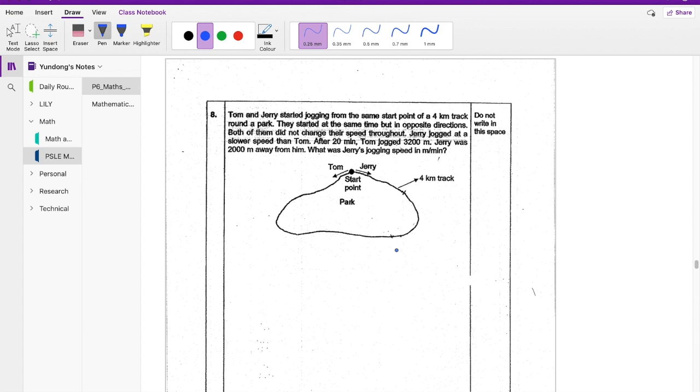So for the 8th question, Tom and Jerry start jogging from the same start point in a 4 km track around the park. They start at the same time but in opposite directions. So one goes this way, one goes this way. Both of them did not change their speed throughout. This means they use a constant speed. Jerry jogged at a slower speed than Tom. After 20 minutes, Tom jogged 3,200 meters. Jerry was 2,000 meters away from him. What was their speed?